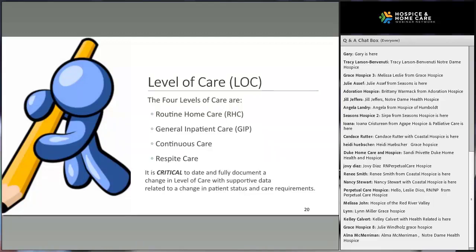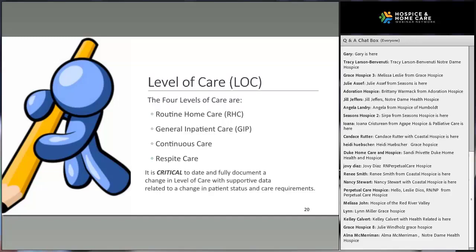So there are 4 different levels of care in hospice. I mentioned routine home care, where the majority of the care is delivered. There is general inpatient, there's continuous care, and there's respite care. What is most important when you are dealing with the different levels of care is that you begin documenting the date that there was a change in the patient's status and condition and their care requirements. And we're going to discuss that a little bit more here in a few minutes.